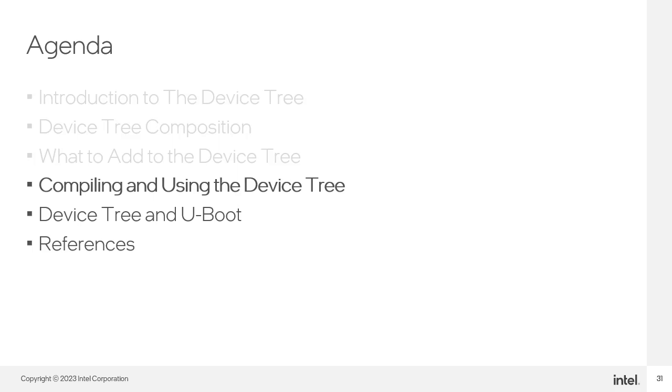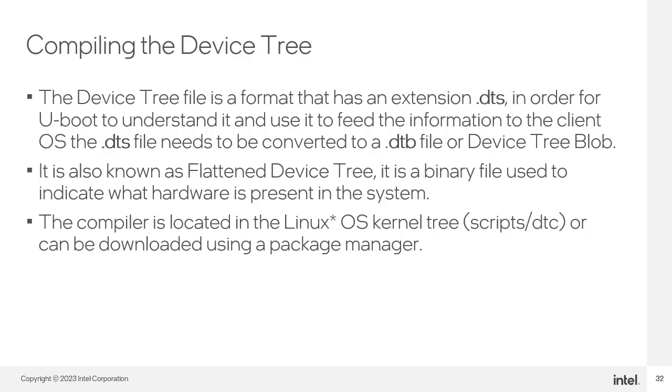This next section in the agenda will be about compiling and using the device tree. For you to understand the device tree source file, it needs to be converted into the device tree blob, or DTB file. It is also known as a flattened device tree, and it is a binary file used to indicate what hardware is present in the system. The compiler is located in the Linux OS kernel tree under the location scripts/dtc, or you can also download it using a package manager in the Linux terminal.